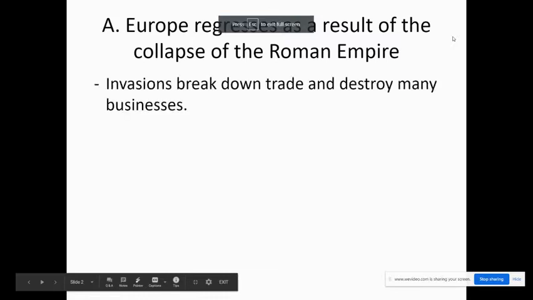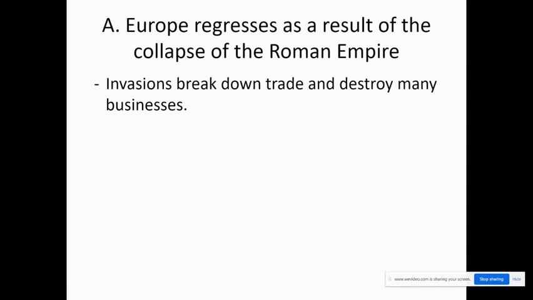All right, so first, invasions break down trade and destroy many businesses. So a lot of the same trade routes that have been built up during the Roman Empire to bring in goods from all over, so merchants can make money and make a living, were the same routes that a lot of these warriors were traveling on to get to Rome. So it's hard to trade when there's constantly barbarians and warriors there to try to take what you have or move into the city and sack the city.